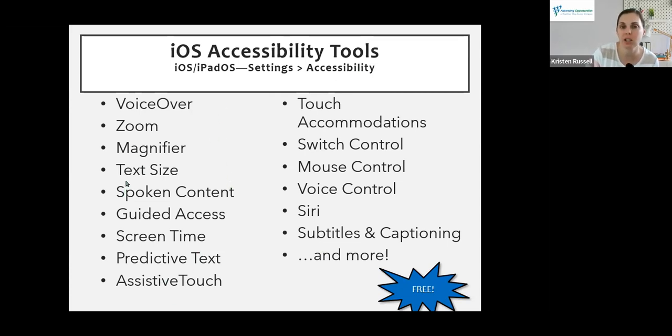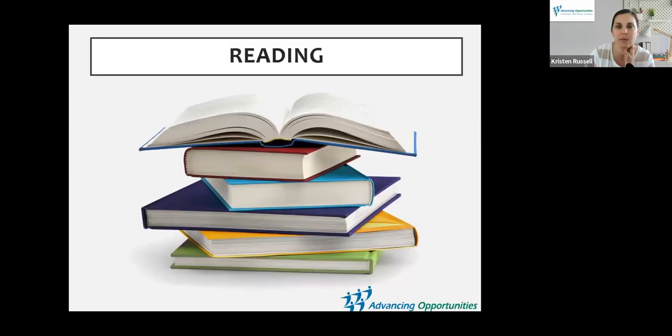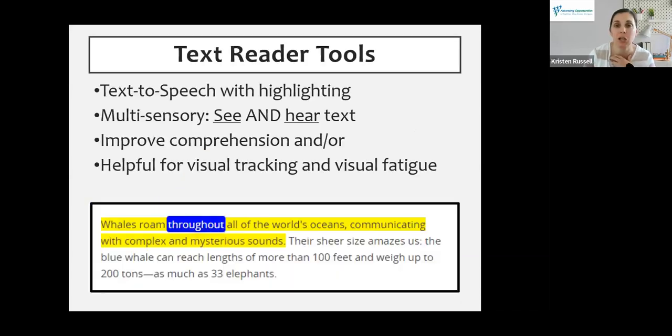Again, tons of vision things to make things bigger, lots of different things that will read aloud, and lots of different settings for people who have any type of physical disability to use the device. So I wanted to show you a couple of the things that I would most commonly use or recommend. So I'm going to talk a little bit about reading and writing.